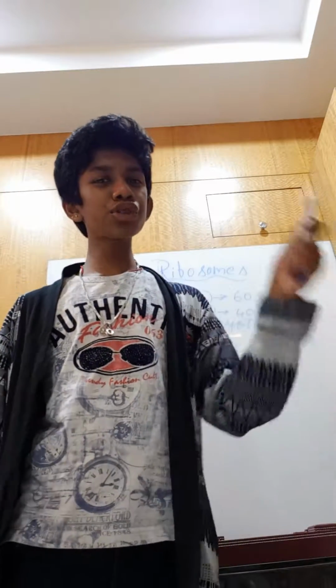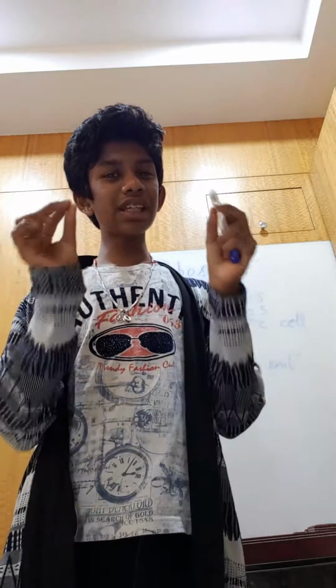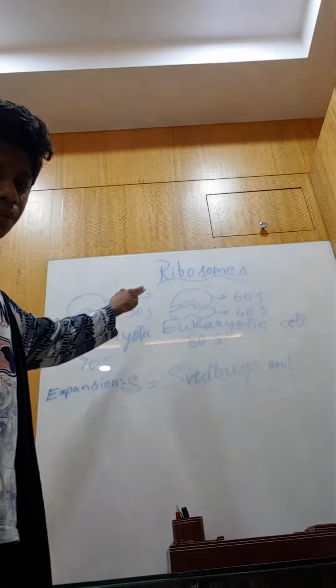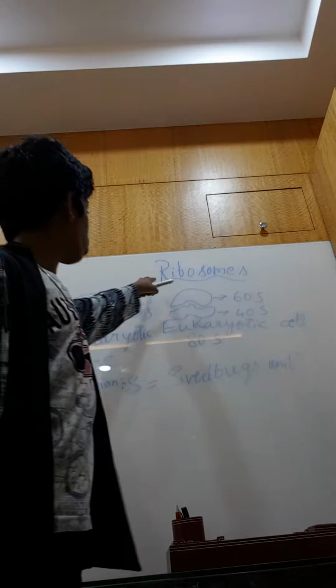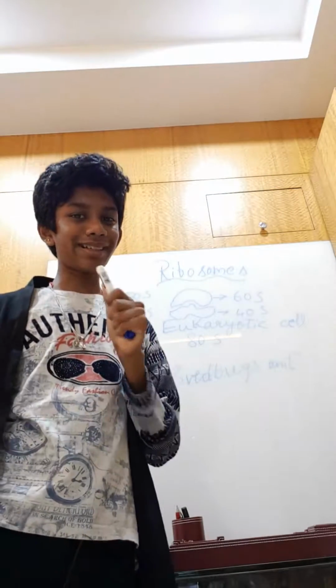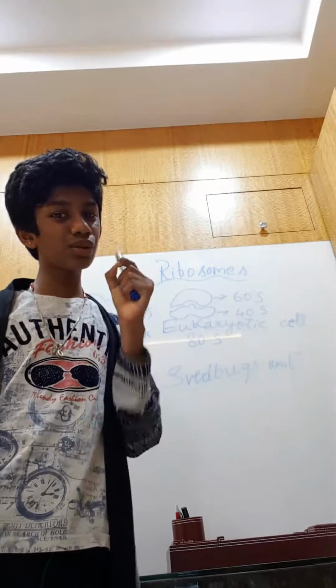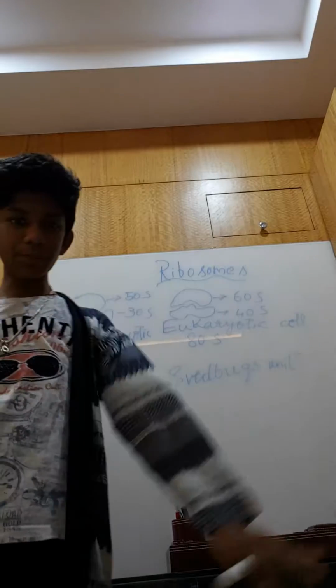proteins. Proteins are a main, important and very needed substance for a cell to be alive. So ribosomes are today's topic. Ribosomes are present in two types of cells. Those are eukaryotic and prokaryotic.